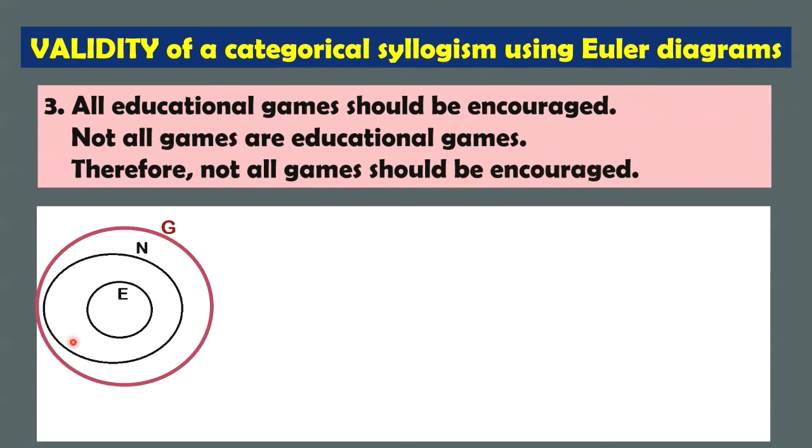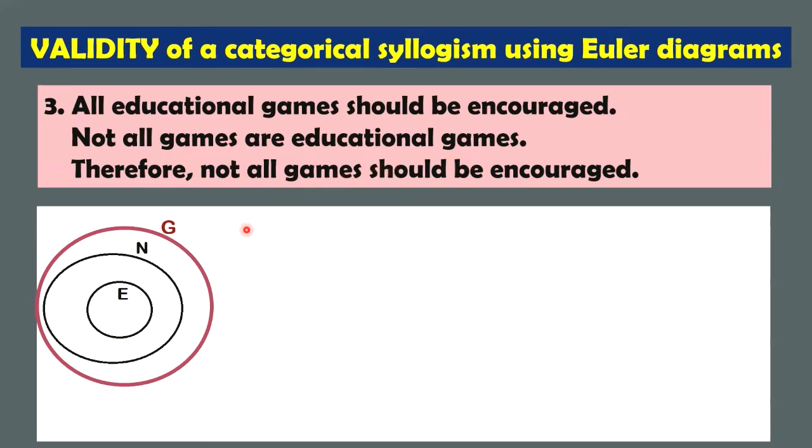Ito kasi yung circle na i-encourage. Tapos outside this set N, kita nyo ba? Ito yung mga nasa labas. Ito yung mga games na hindi dapat i-encourage. So based on this Euler diagram, true itong conclusion na ito. But you know what? There are other Euler diagrams for this categorical syllogism. Kasi if you recall, di ba, yung ating some games are not educational games. Some S are not P.